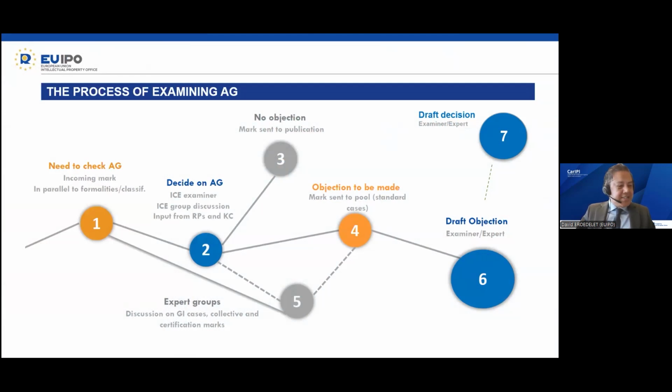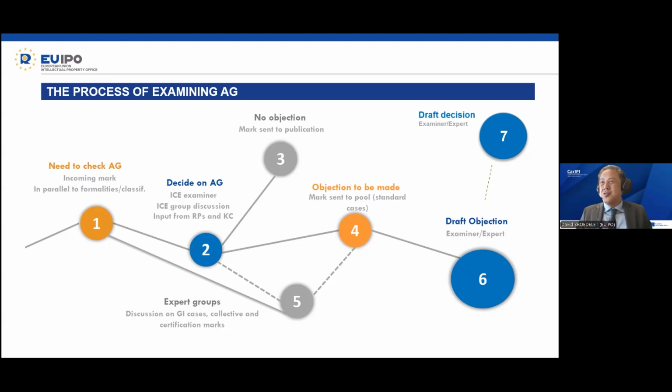So here again is a process. If we start at number 1, this is the so-called quick check. As I said before, this goes in parallel to the classification and the formalities. After that, the decision is taken to object or to not object. Then it goes to a second examiner. This second examiner then sends the objection letter.